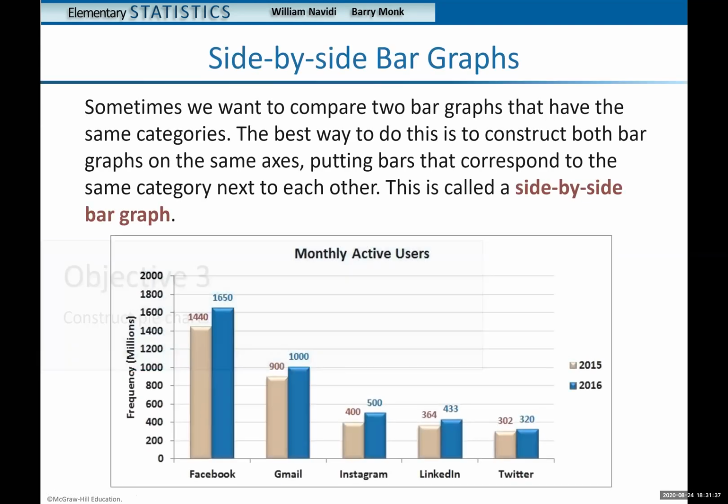Okay. Any questions about those different types of bar graphs? Let me know if you have any questions or if you think it's too fast, and let me know if I need to slow down, okay?